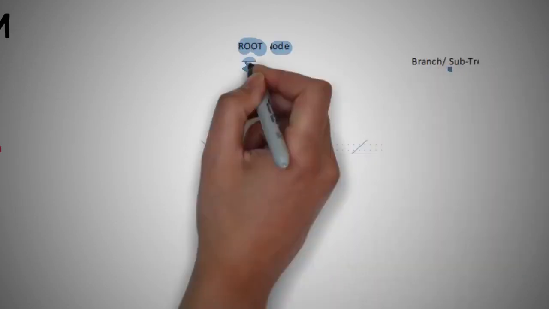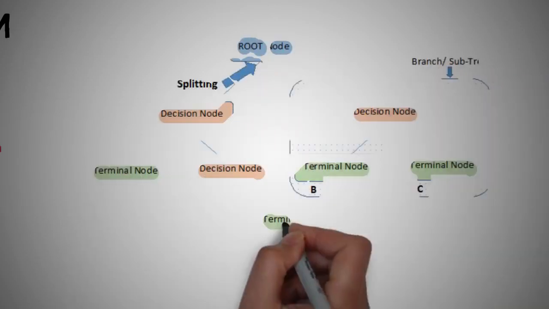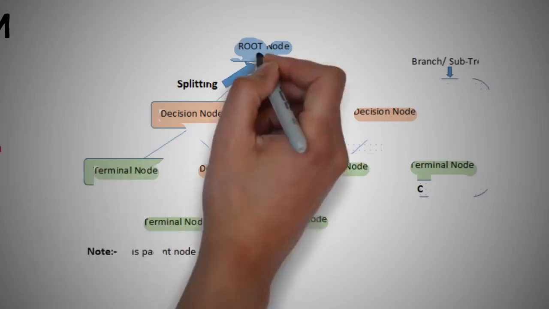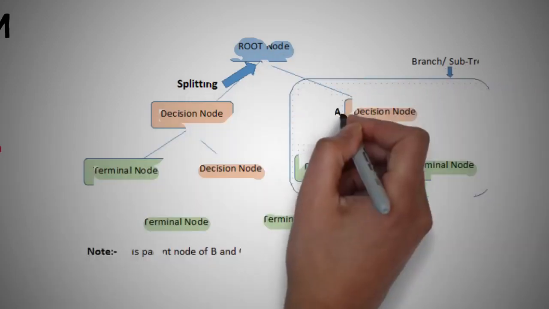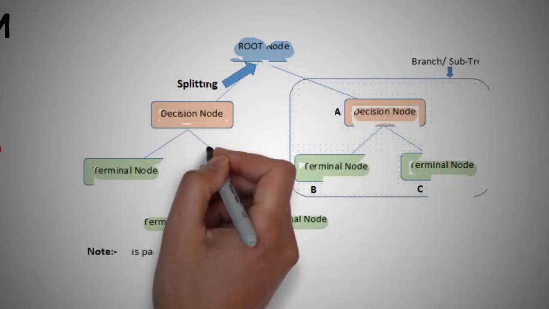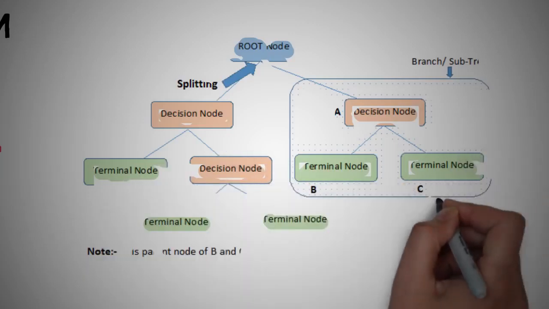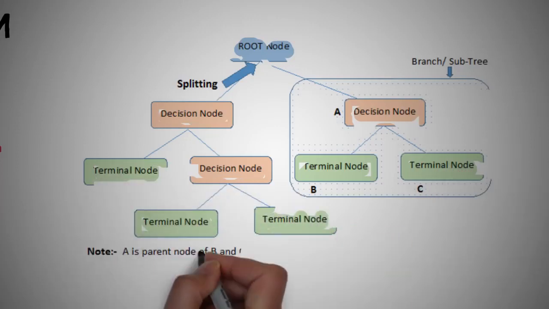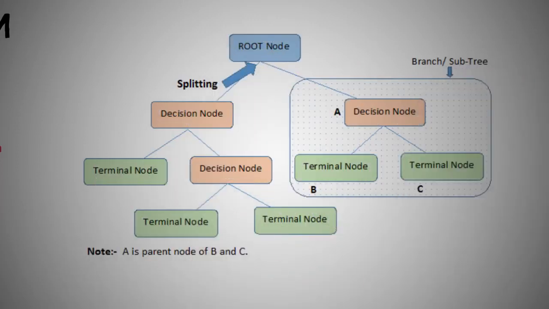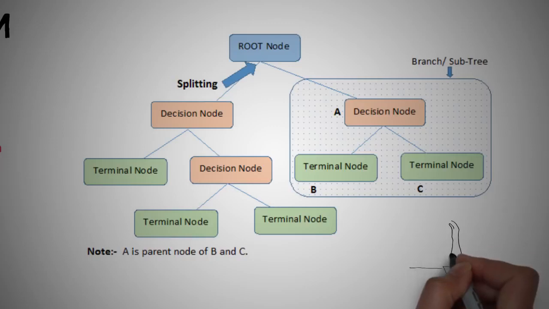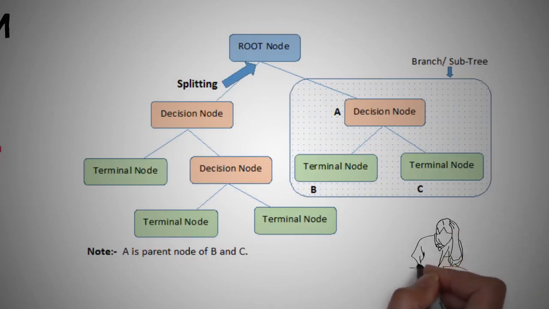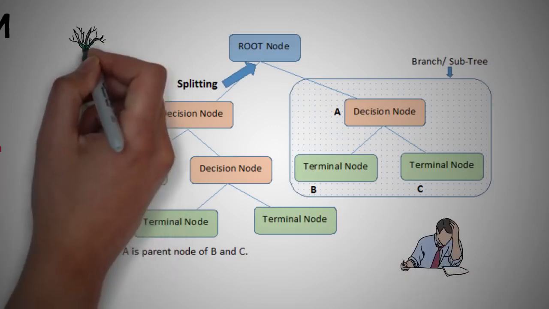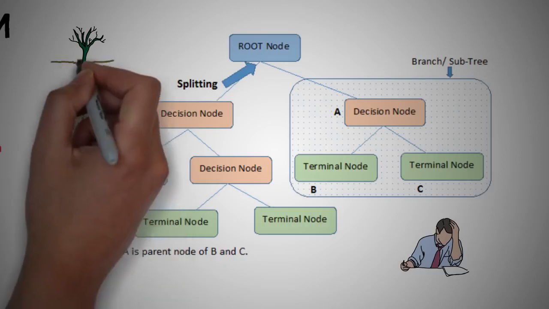So a decision tree is a flowchart-like structure where each internal node denotes a test on an attribute, each branch represents an outcome of a test, and each leaf or terminal node holds a class label. The topmost node in a tree is the root node. In decision analysis, a decision tree can be used to visually and explicitly represent decisions and decision making. As the name goes, it uses a tree-like model of decisions.